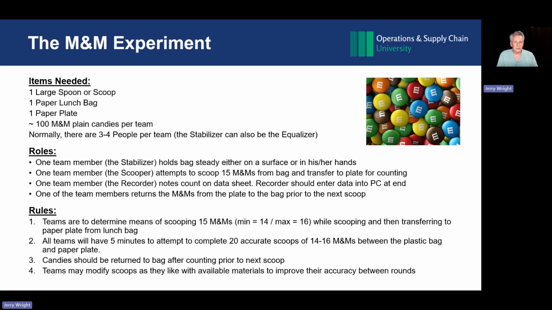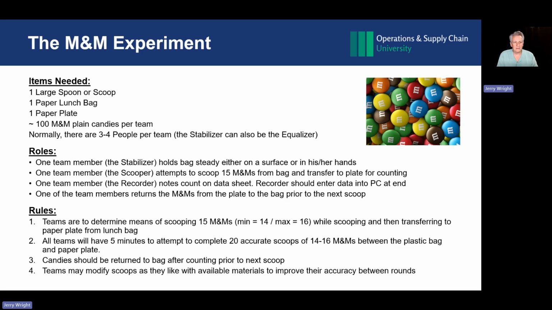So the items you need are one large spoon or scoop, like a catering scoop, one paper lunch bag, one paper plate, and about 100 or more plain M&M candies, not peanut or the other flavors, but the plain ones because they're more consistent in shape. And then normally there are 3 to 4 people per team.